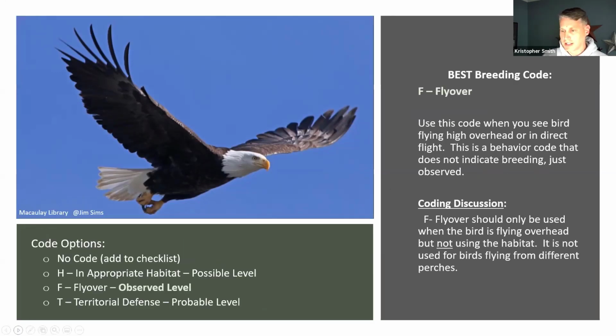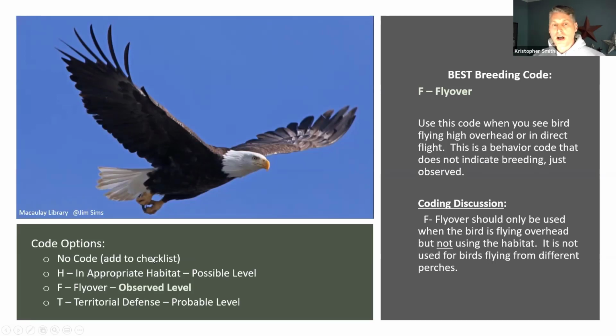So let's take a look at this one. Our best breeding code is an F as a flyover. You want to use this code when you see a bird flying high overhead or in a direct flight. This is the behavior code that does not indicate breeding, just the observation. F, the flyover code, should only be used when the bird is flying overhead and not using that habitat. For example, if you see birds that are flying from perch to perch, that is not a flyover. You're just making that observation, and you're watching those birds to see what other activities they do.